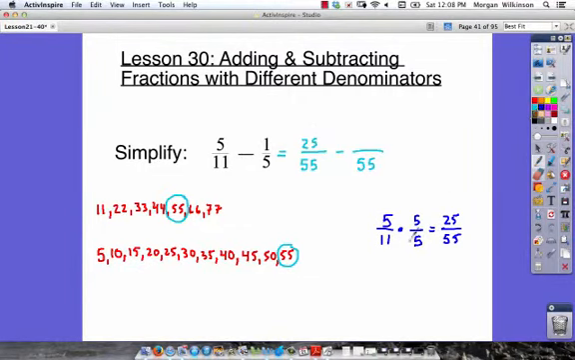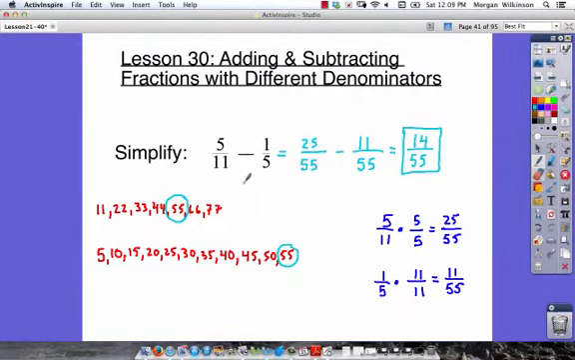Now 1/5. 1/5 times some fraction that's going to be equal to 1 equals something out of 55. 5 times 11 is 55. So our fraction equal to 1 is 11/11. 1 times 11 is 11. And now we can go ahead and solve. Because we know that our second fraction, 1/5, is the same thing as 11/55. The denominator stays the same. 25 minus 11 is 14. 14/55, that's already reduced to lowest terms. We can't simplify anymore, so we're all done. We've got our final answer.